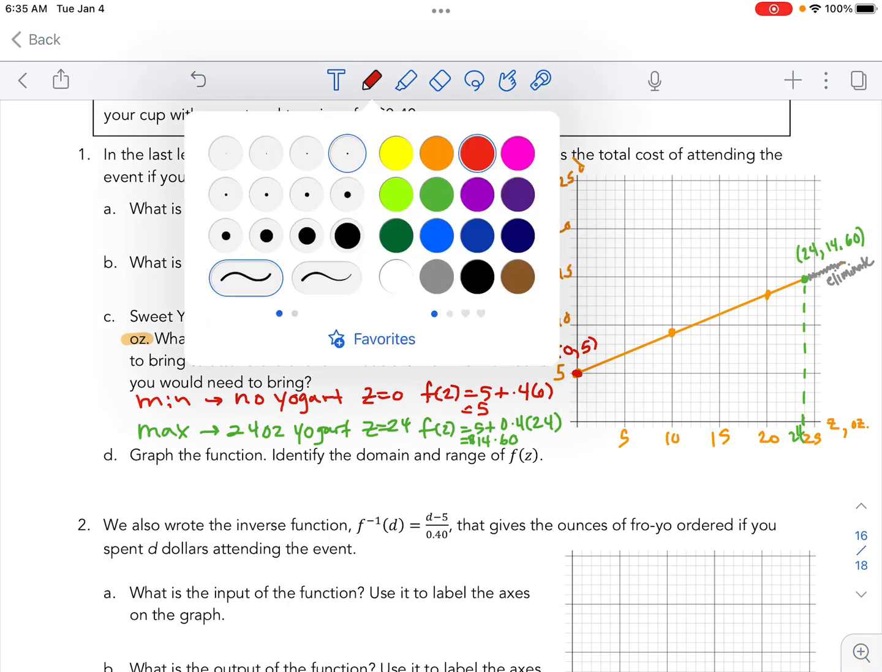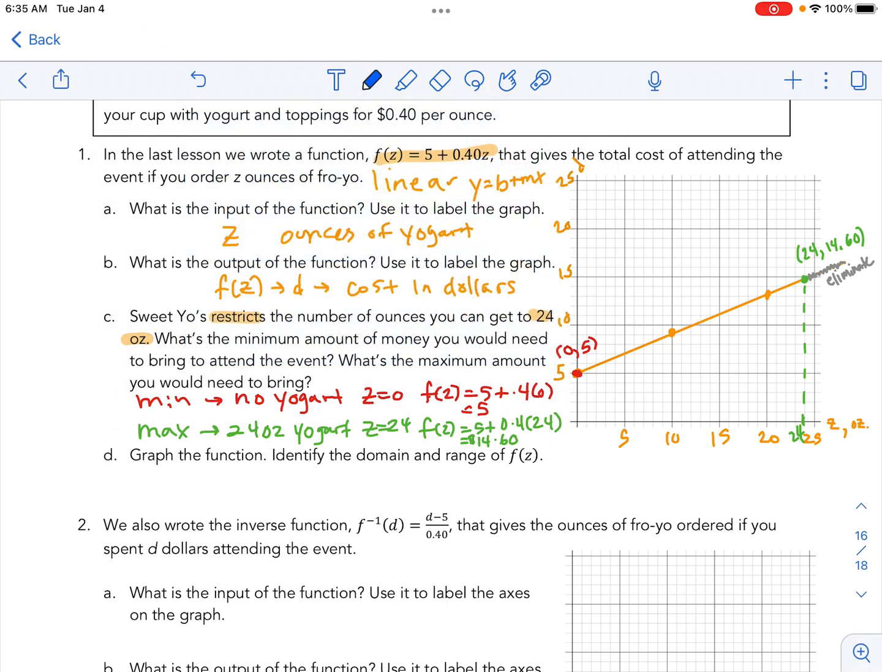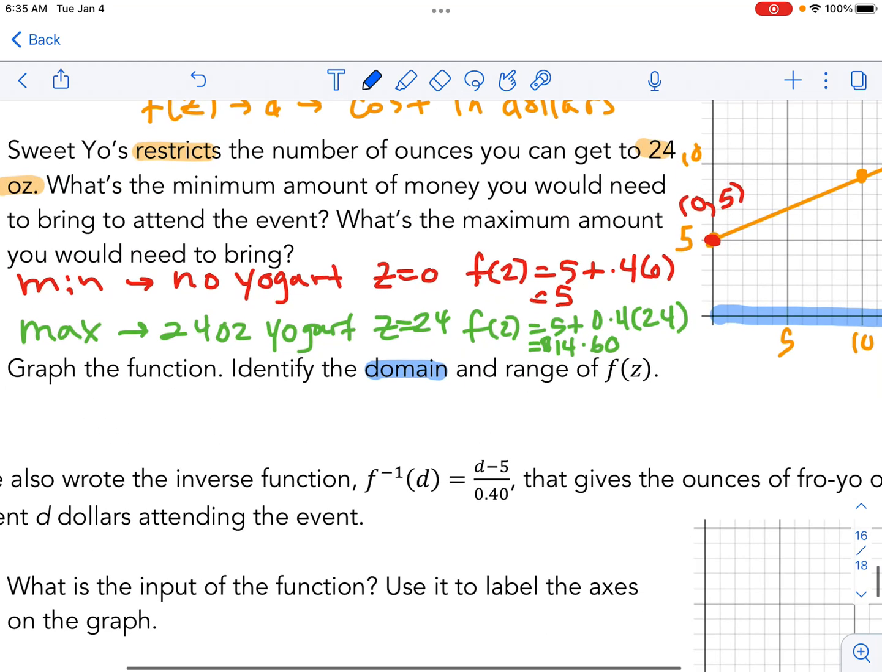So when we talk about domain and range, the domain are those x values. So it looks like here that the domain is going to be those x values from 0 to 24, however you want to rate that. We can use a couple different notations. You can just say 0 to 24 ounces. You can just say it verbally too.